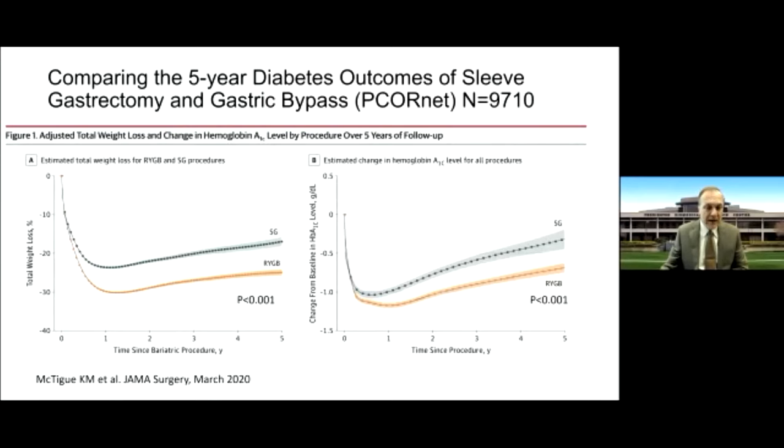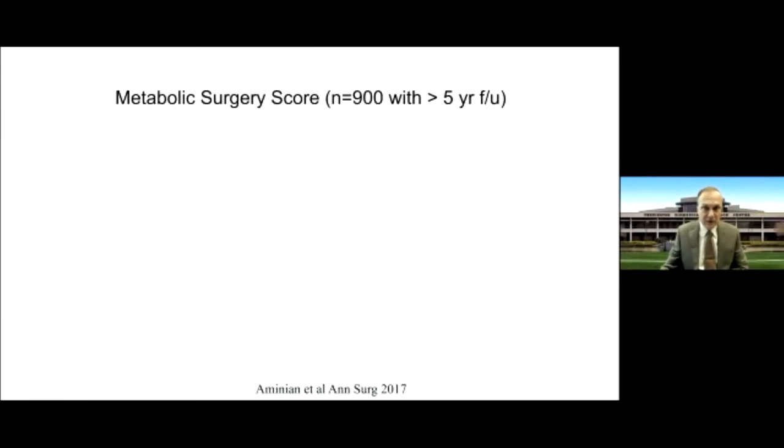And you can see on the left that gastric bypass had greater weight loss than sleeve gastrectomy. But on the right, more importantly, it shows the differences in A1C improvement. And here there was clearly a statistically significant benefit of gastric bypass over sleeve gastrectomy in terms of change in A1C. So with this very large study of nearly 10,000, this is pretty significant in terms of differentiating the bypass and sleeve gastrectomy for diabetes.